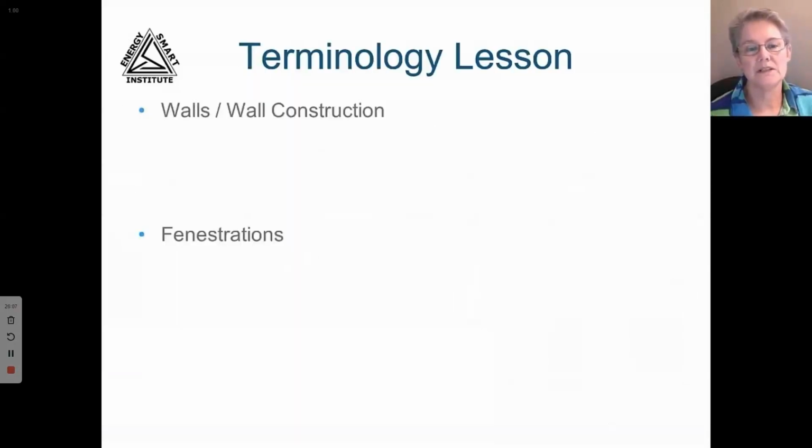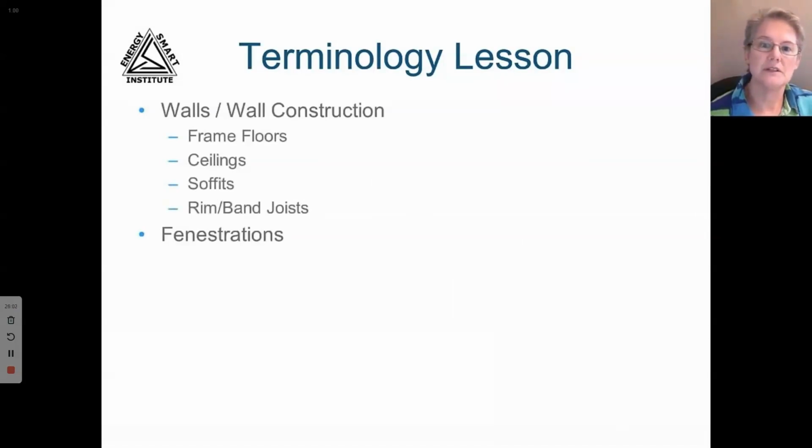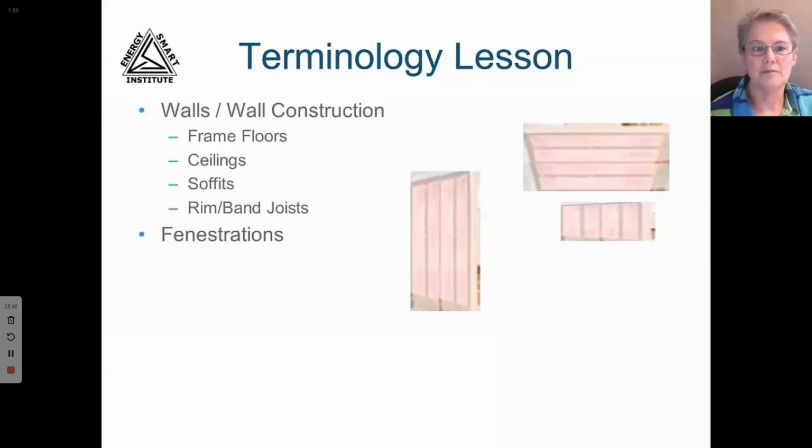When you think about the walls and how they're constructed, this building component actually encompasses frame floors, ceiling soffits, and rim and band joists. A wall has studs, a top plate, a bottom plate, but when you turn it on its side, it becomes a ceiling or a frame floor with joists and bands. A soffit is just a short wall, and a rim or band is just the outer edge of a ceiling or a floor. Once you have determined the exterior envelope of the building, the same criteria you apply to any wall will apply to these other areas as well.